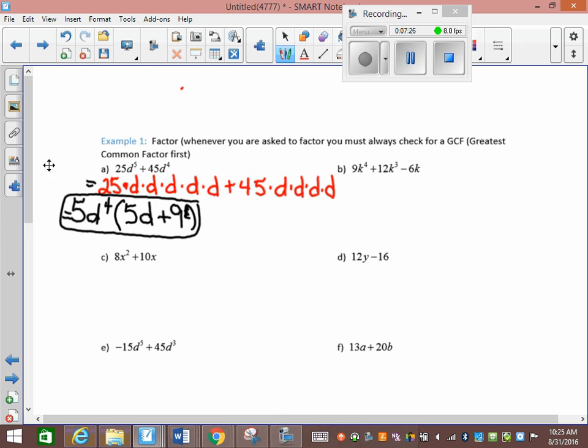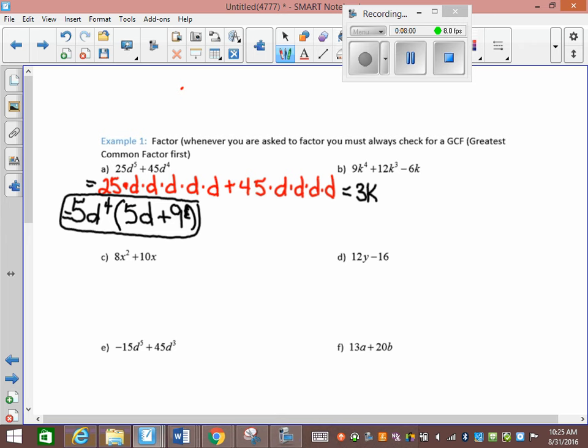We'll look at b and then you'll work on some by yourself, and then we'll work on them together. 9k^4 plus 12k^3 minus 6k. If you need to expand the k's out, go ahead. I'm not going to anymore, but if you need to, please do. Let's look at 9, 12, and 6. 3. So I can take a 3 out. And now k^4, k^3, k. Just a k. I can't take any more than a k out.